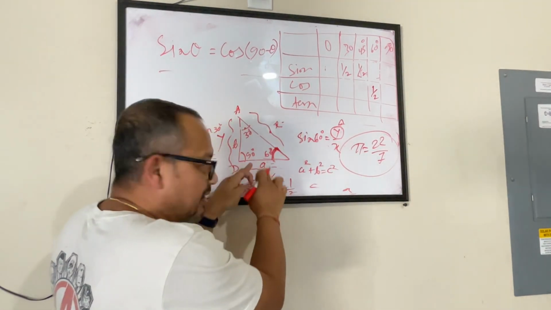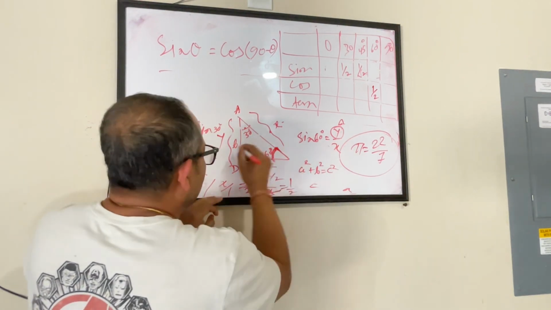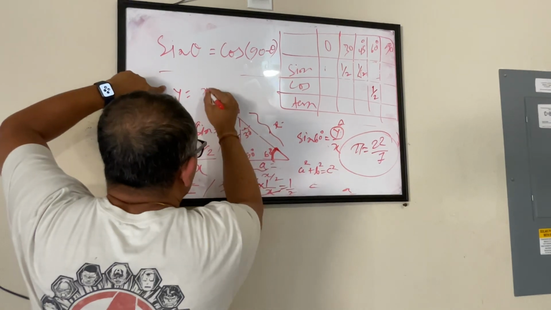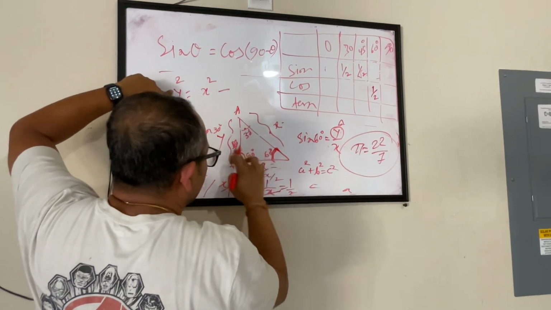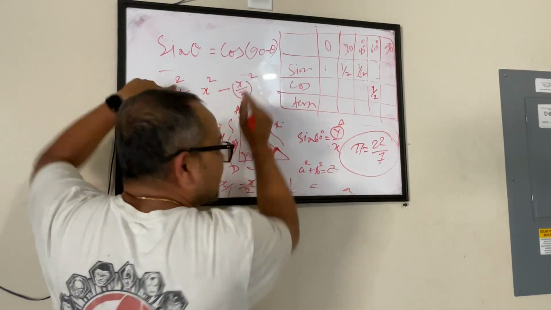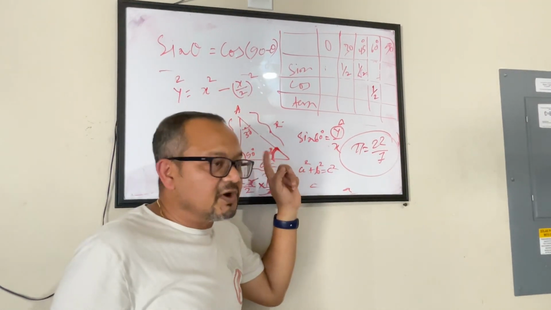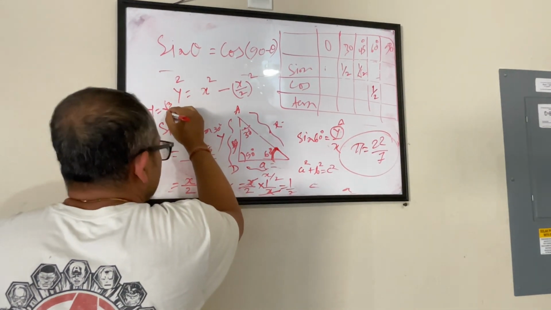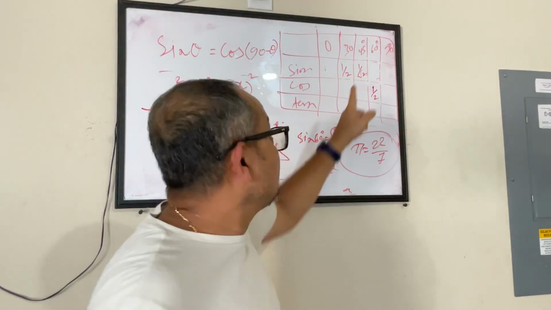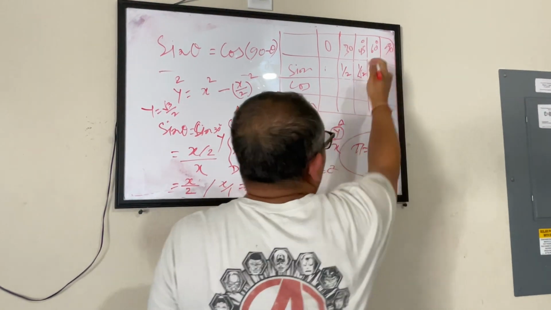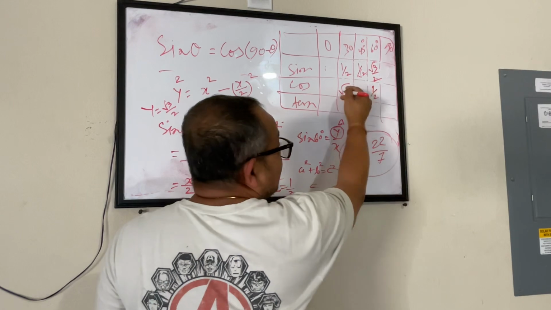Okay? So from this, we will find out the value of this one. This y will be equal to x square minus x by 2 square. Okay? From this we can find it out, which will turn out to be y equal to root 3 by 2, I think. Yeah, it will be root 3 by 2. So this will give me root 3 by 2. This will apparently be the value of cos 30 degrees also.